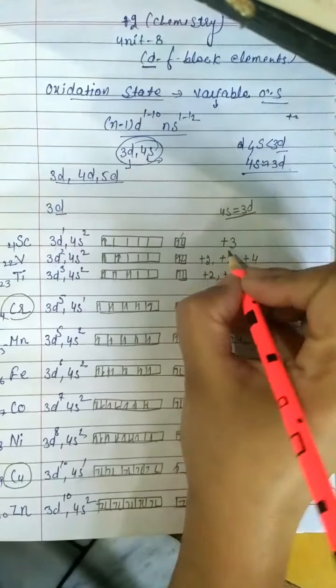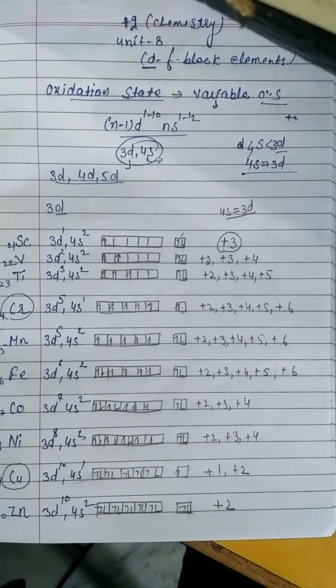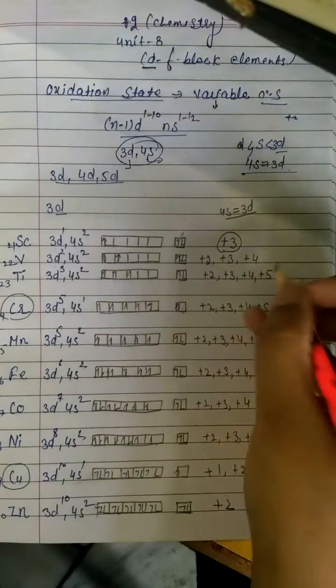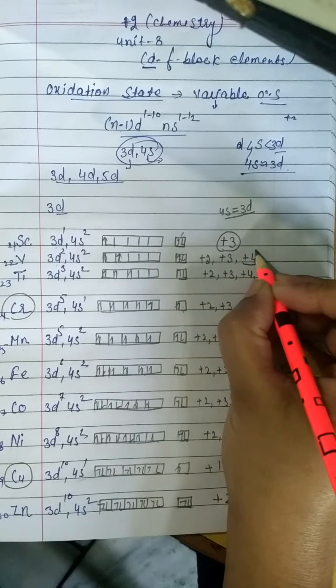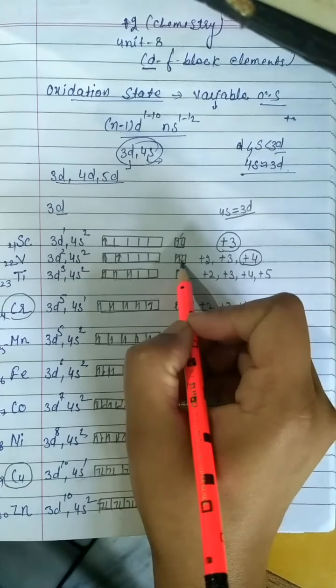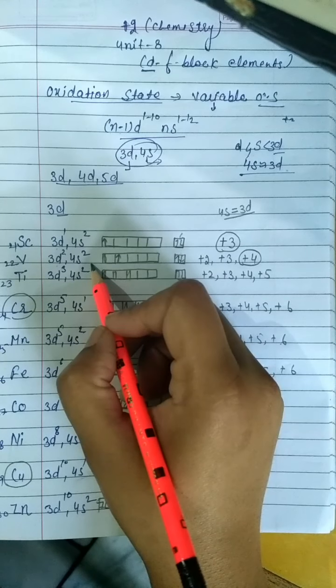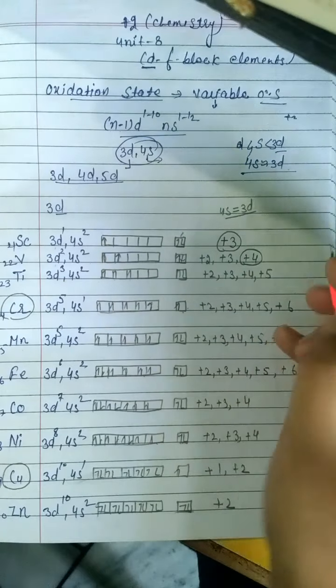In the case of scandium, the +3 oxidation state is more stable. When we are talking about vanadium, the +4 oxidation state is more stable. Why? Two electrons are removed from 4s and 2, then the argon configuration, which is fully filled, becomes a stable configuration.